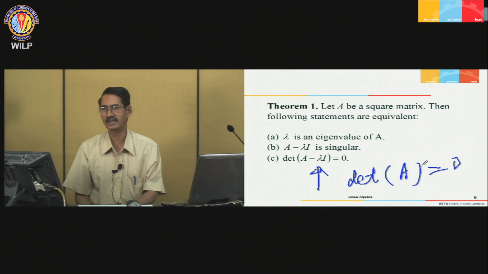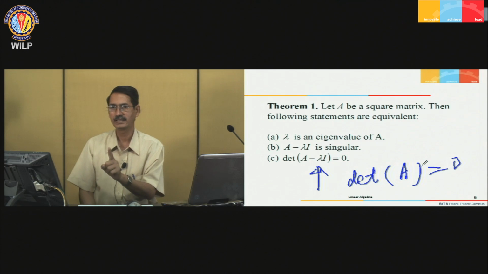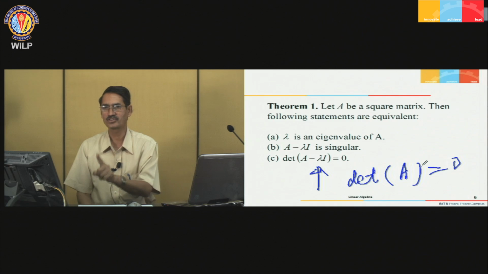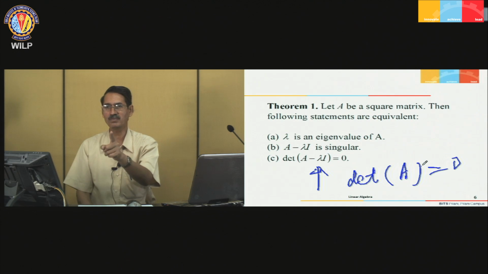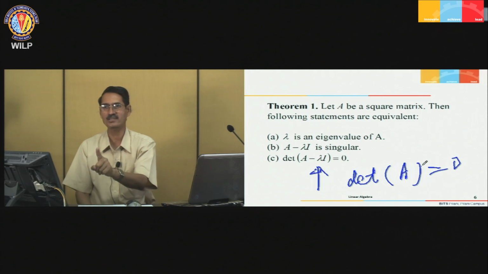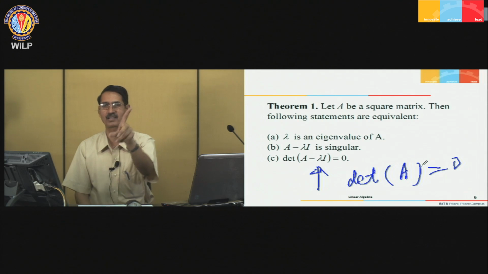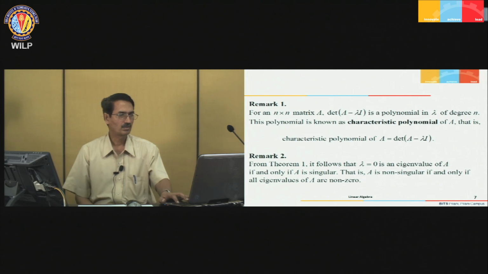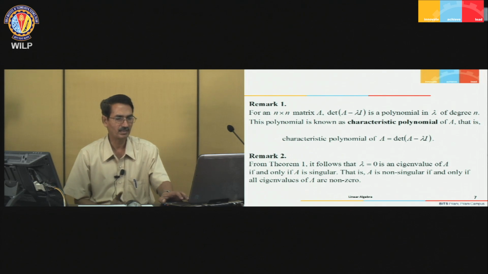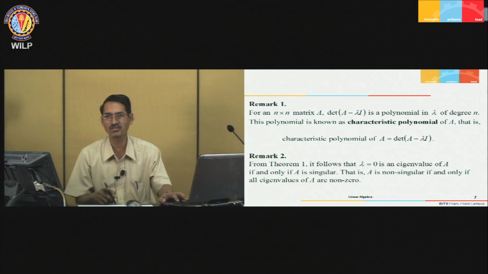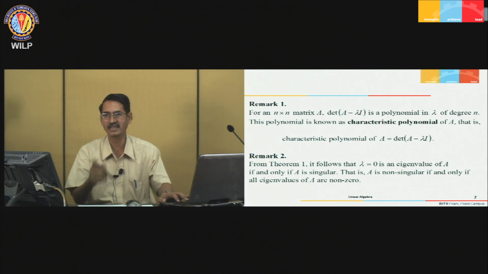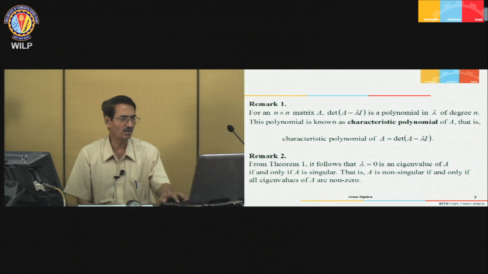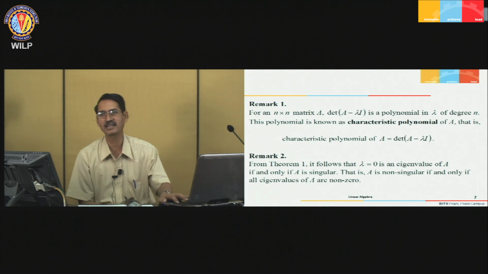Therefore, it also follows that A is non-singular if and only if A does not have any 0 eigenvalue. Not having any 0 eigenvalue means A has all non-zero eigenvalues. So, A is non-singular if and only if A has all non-zero eigenvalues. If there is any eigenvalue which is 0, A will be singular. So, this result is very important: if lambda equals 0 is an eigenvalue, it immediately implies that A is a singular matrix. And if all eigenvalues are non-zero, it immediately implies that A is non-singular.